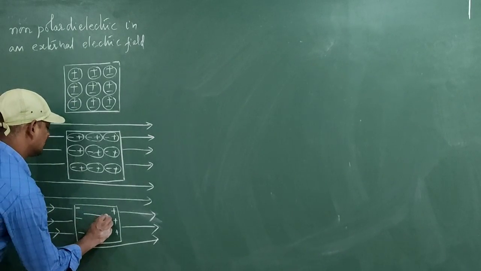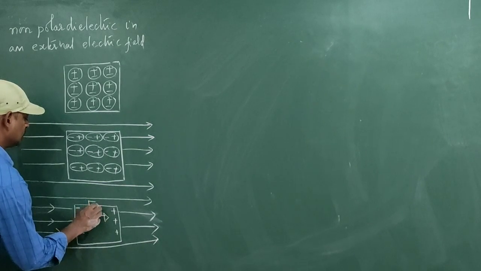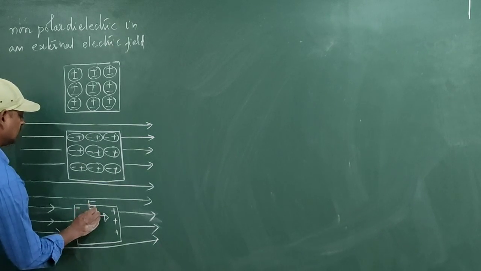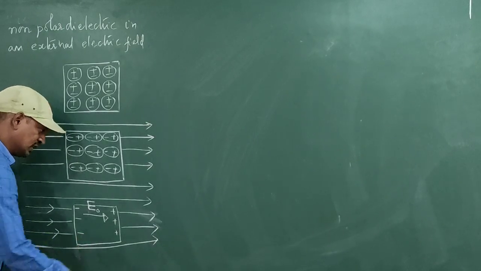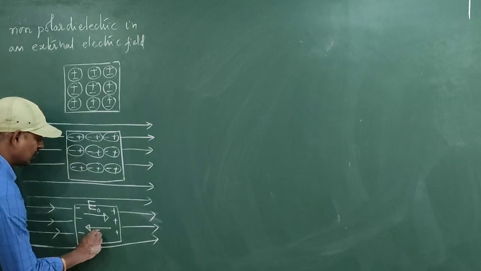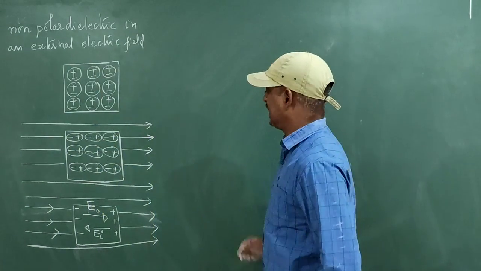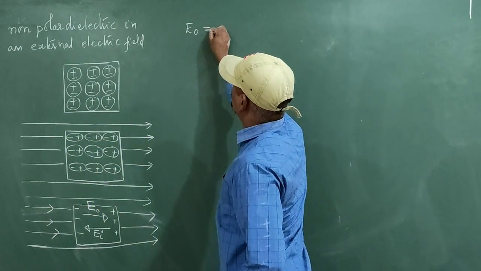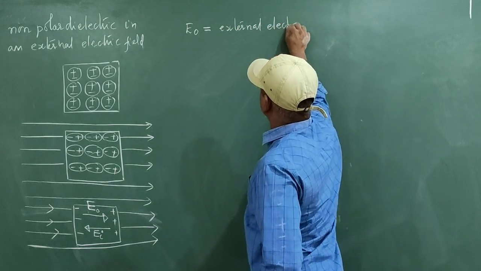Slab, there are two electric fields. One is the external electric field. Let me call it E naught. And here there is positive charge, there is negative charge. So there is another electric field created inside. That is called the induced electric field. So E naught is nothing but the external electric field.